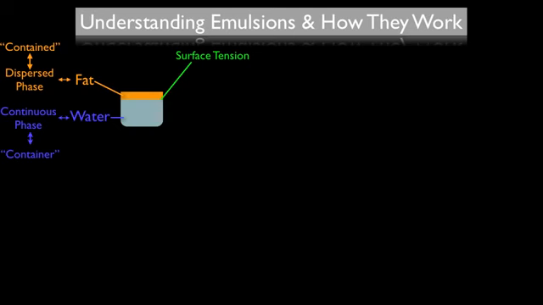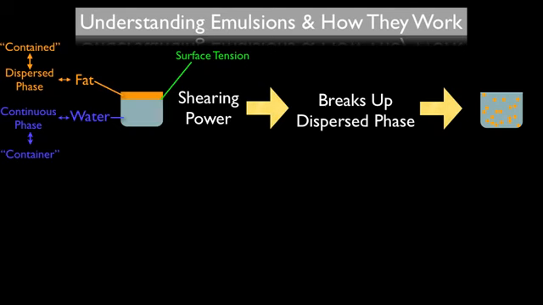Now, how do we break down this surface tension and disperse our fat into our water? Well, you do this by applying shearing power. And shearing power will break up the dispersed phase and distribute it throughout your continuous phase, creating what we call an emulsified state. Now, what is this magical shearing power that I speak of?